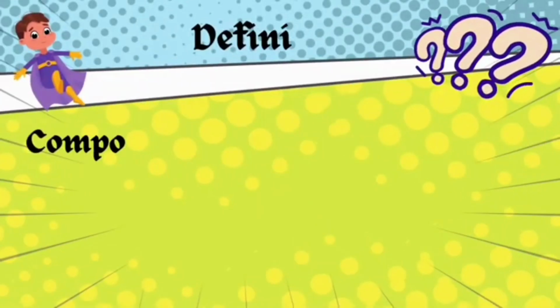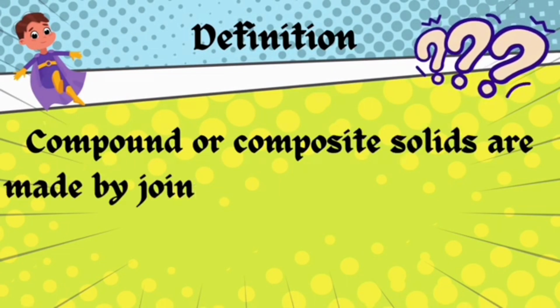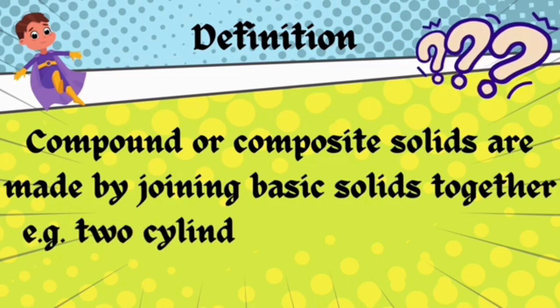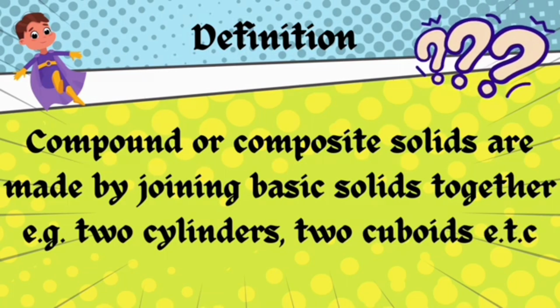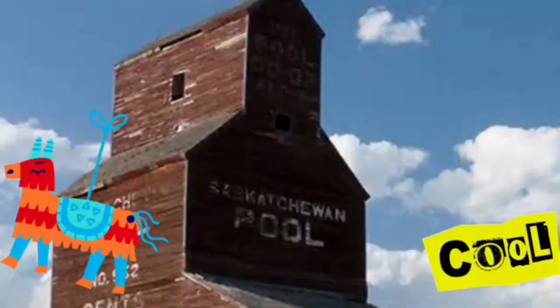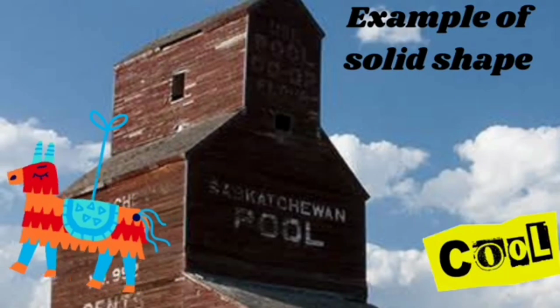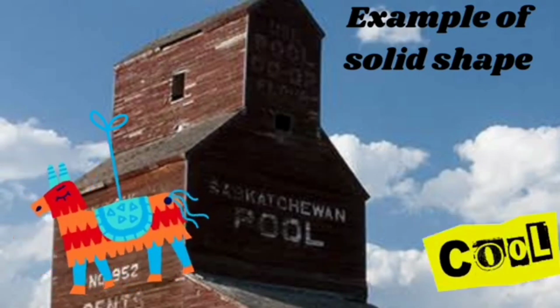Today I shall be teaching you mensuration of compound solids and frustum. From definition, compound or composite solids are made by joining basic solids together. For example, two cylinders, two cuboids, and so on. An example of a compound or composite solid around us is a building, which is made up of a triangular prism and a rectangular prism joined together.